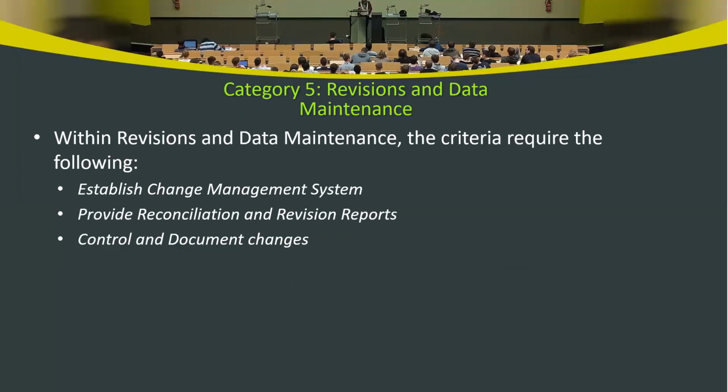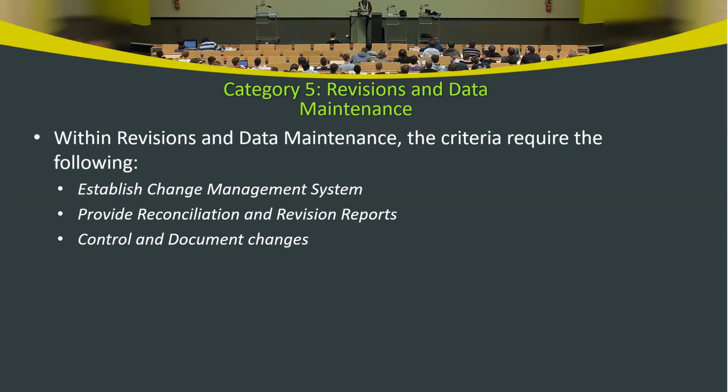The fifth category of EVMS includes revisions and data maintenance. And these are the criteria here: change management system, reconciliation and revision reports, and control and document changes. Let's briefly talk about those. Establishing a change management system involves creating a structured approach to manage changes in the project, ensuring that all modifications are evaluated, approved, and implemented systematically.